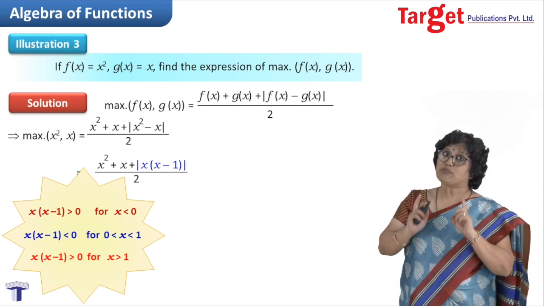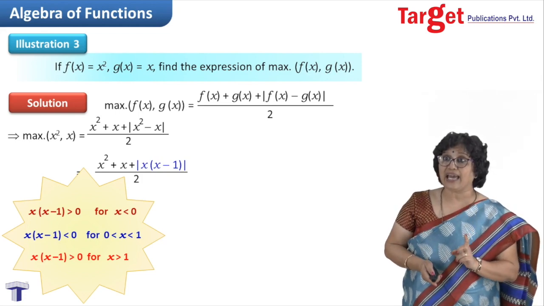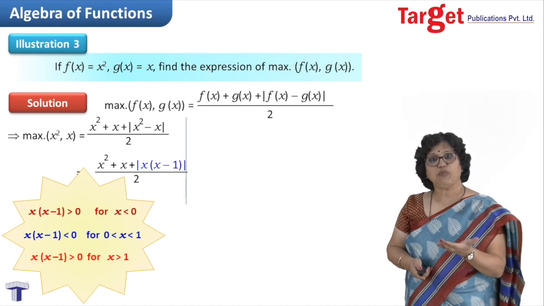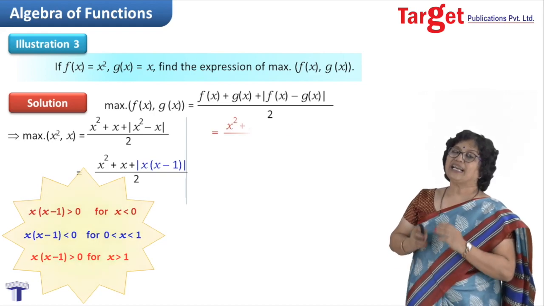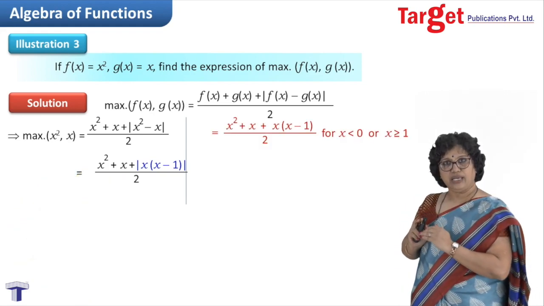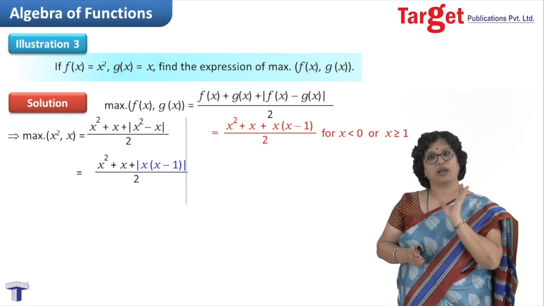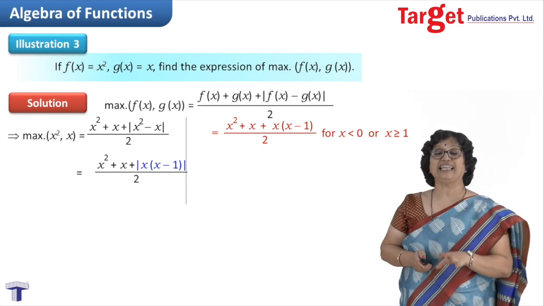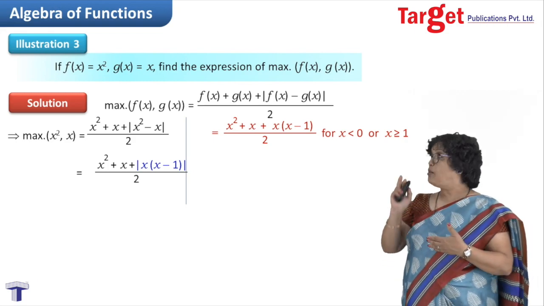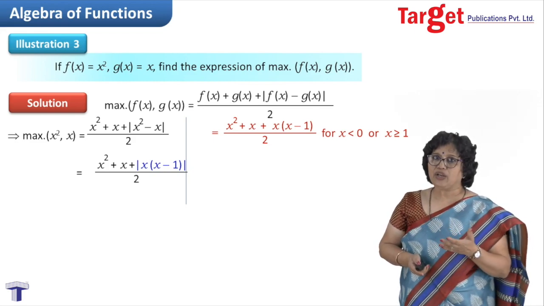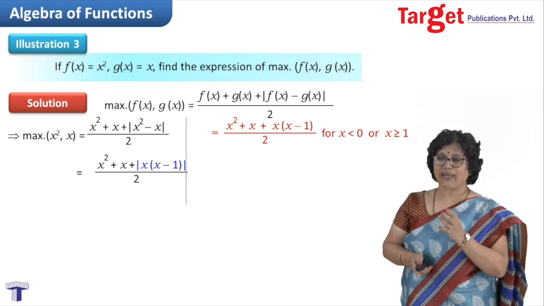So while removing the absolute value notation, please take care and try to write the expression for the maximum of x square and x. That I write for the x less than 0 region and the x greater or equal to 1 region. The answer will be the same for the maximum of x square and x, and that is x square plus x into x minus 1, whole divided by 2. So when you open it, you will get 2x square upon 2. That would be x square.